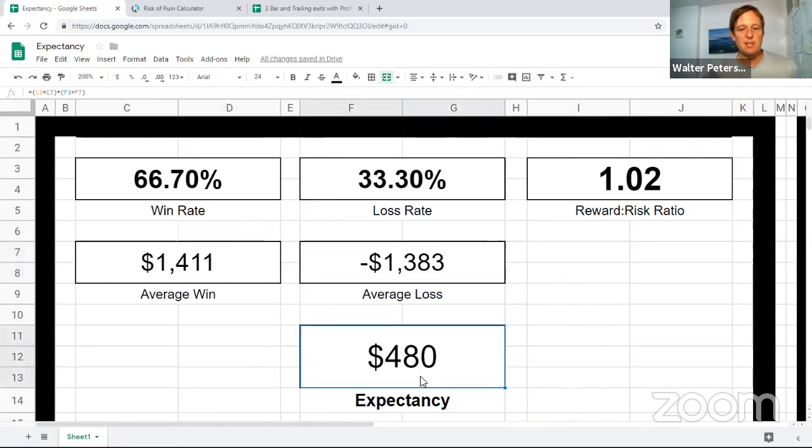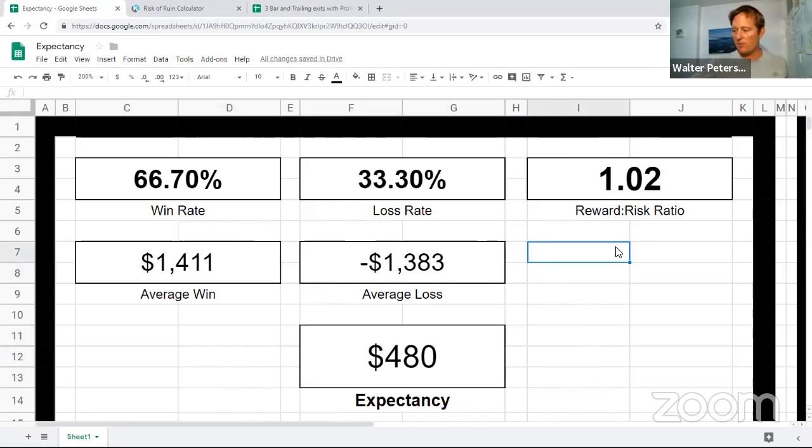And so the expectancy is $480. The way that you interpret that is essentially we expect that you would make, on average, $480 for every $1,383 that you push through the strategy, right? That's how you interpret that. So you're making about $480 for every $13.83 that you risk, okay? So that's how you interpret that.